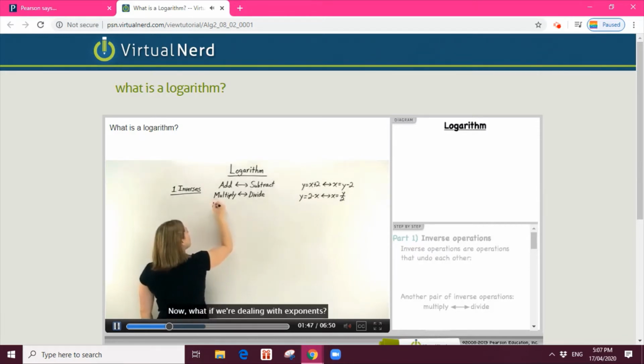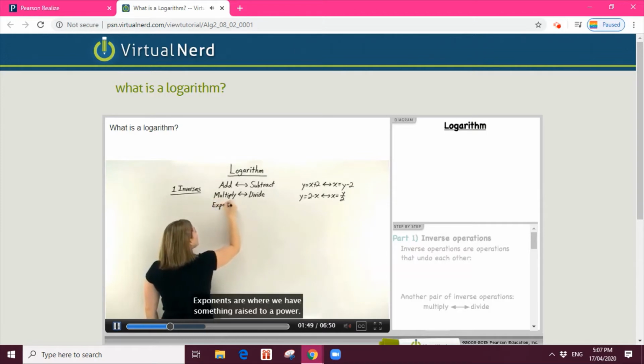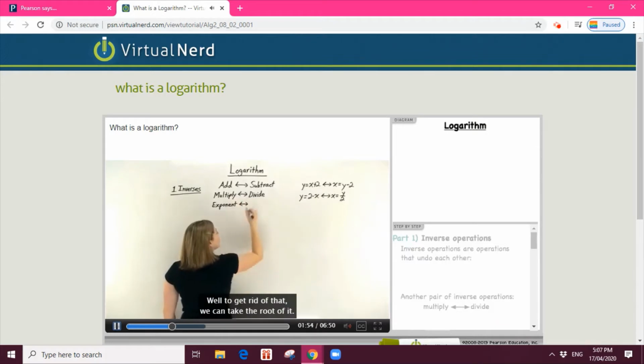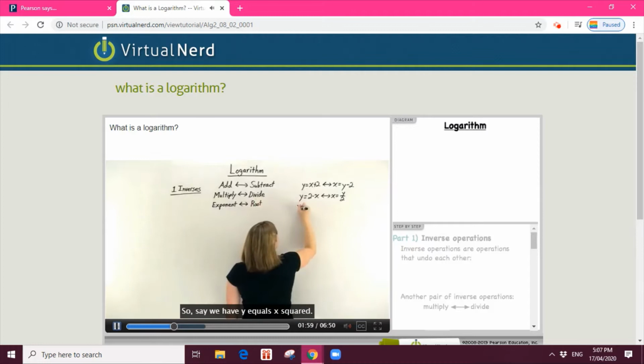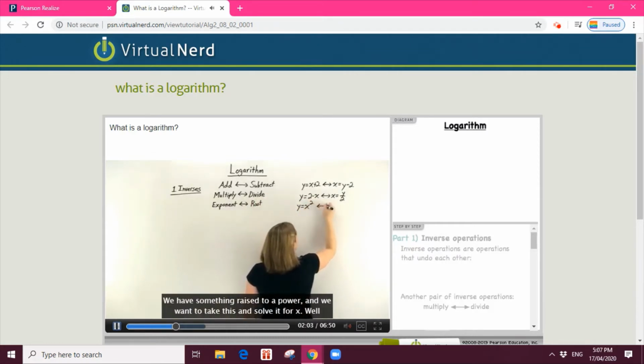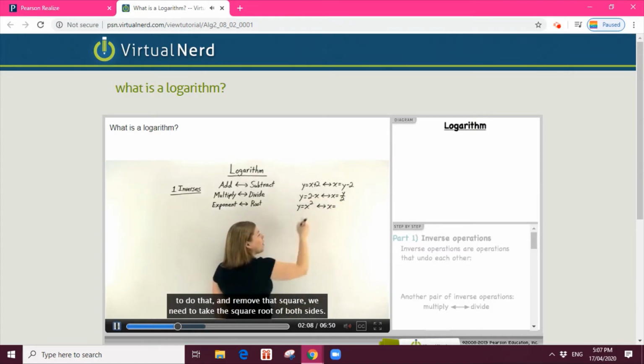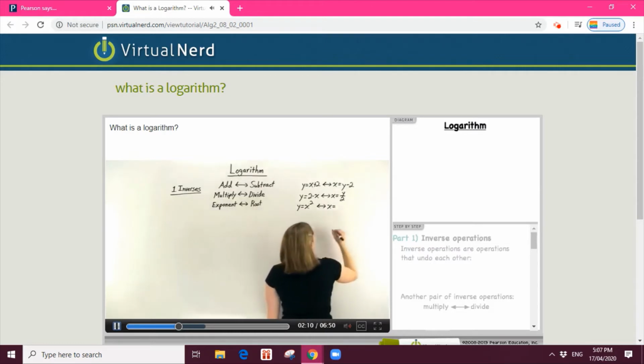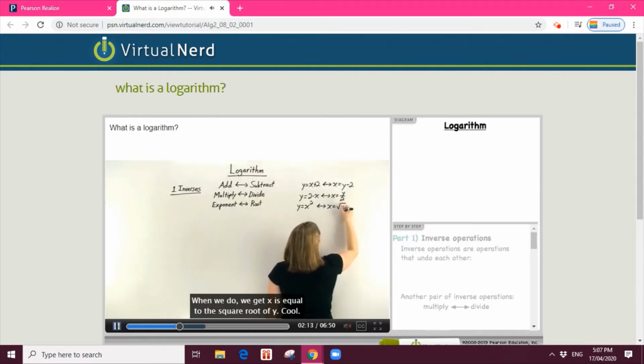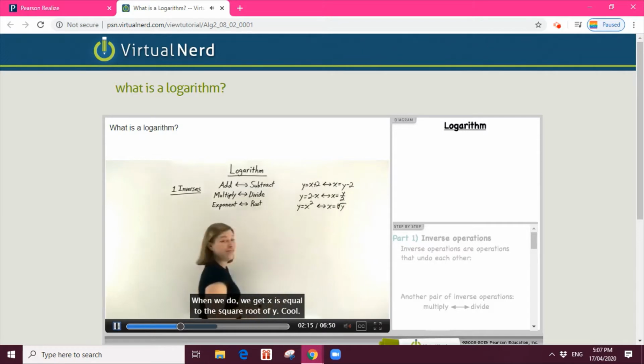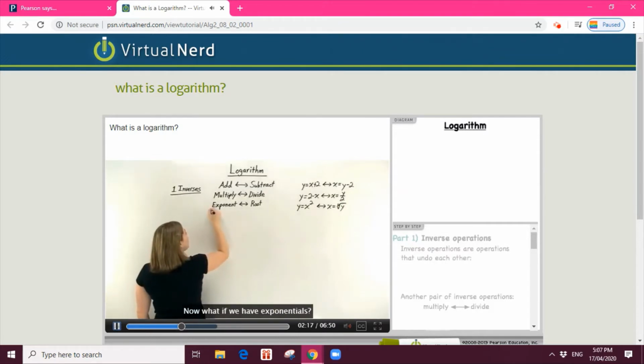Now, what if we're dealing with exponents? Exponents are where we have something raised to a power. Well, to get rid of that, we can take the root of it. So say we have y equals x squared. We have something raised to a power. And we want to take this and solve it for x. Well, to do that and remove that square, we need to take the square root of both sides. When we do, we get x is equal to the square root of y. Cool.